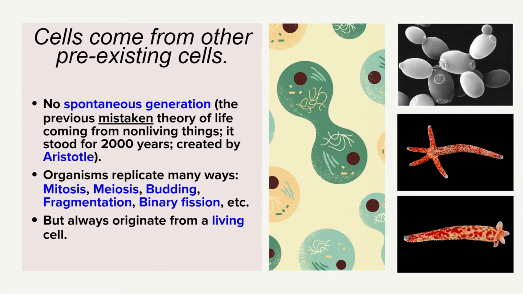Now, organisms that have those cells, they replicate in many ways. And we'll talk more about these in future lessons in this unit. But we have mitosis, meiosis, budding, fragmentation, binary fission. These are just examples of how organisms can replicate and make more cells from their own individual cells. But the main thing that our takeaway is they always originate from a living cell. So if something's dead and the cell is dead, it's not going to be able to make more cells from it.